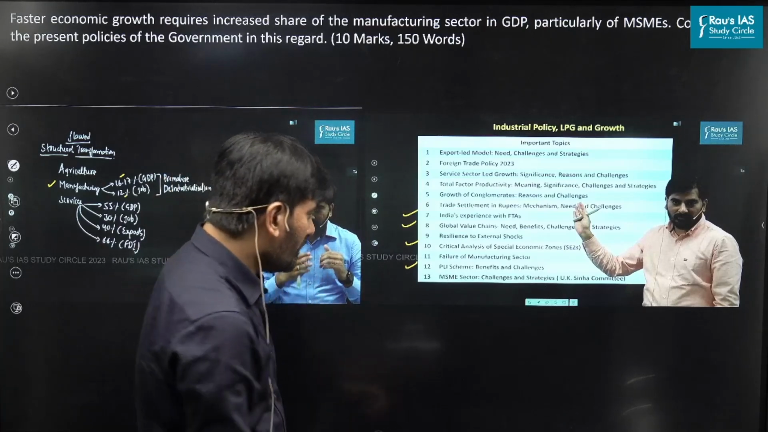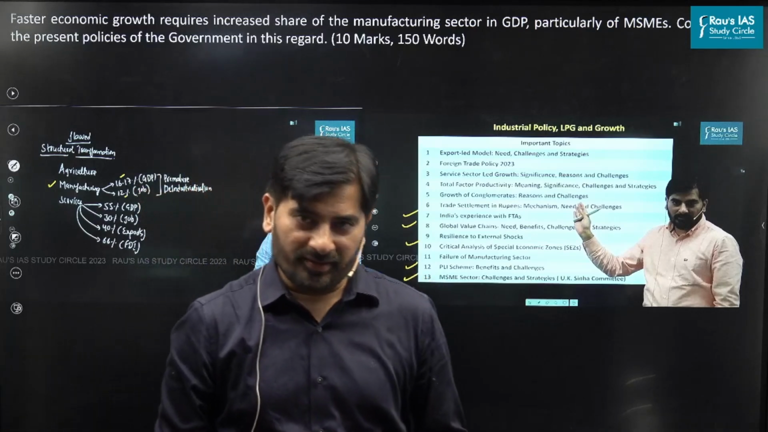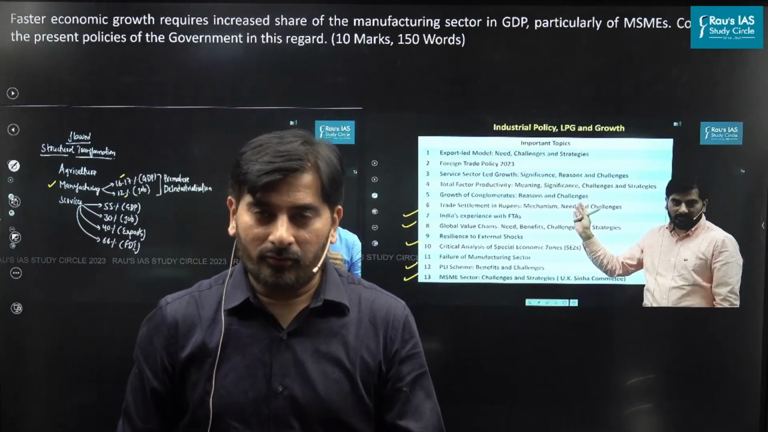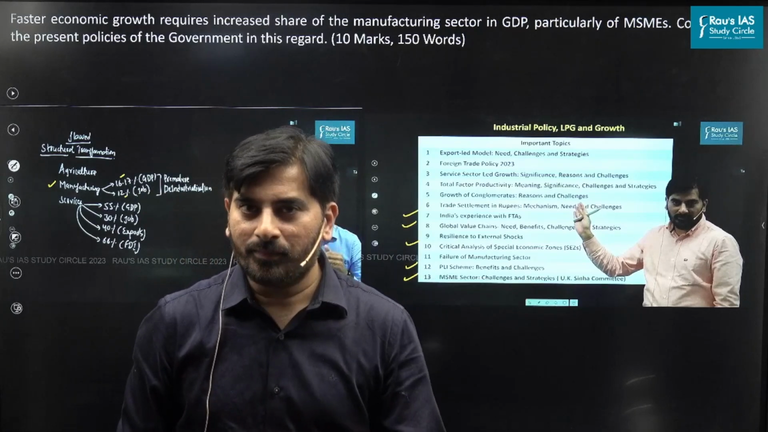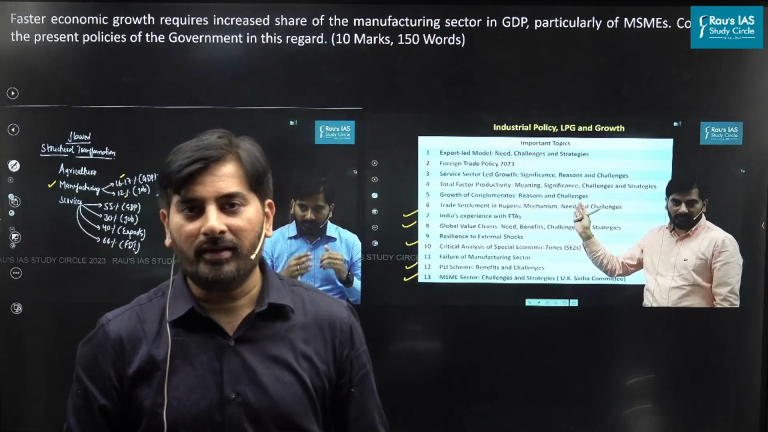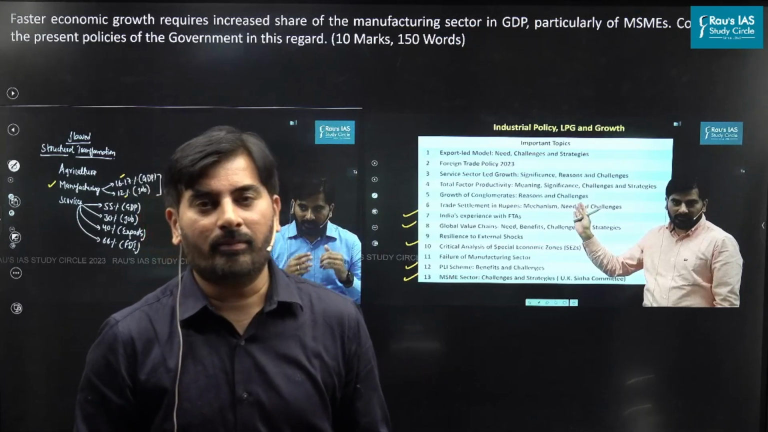Further, the government is also focusing on the development of the MSME sector. For example, you must be knowing that for the sake of the MSME sector, recently the government has come up with a changed definition of the MSME sector. So all these are the policy initiatives of the government.